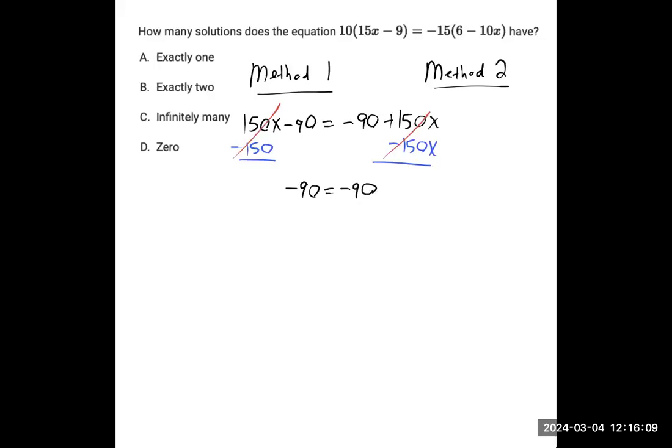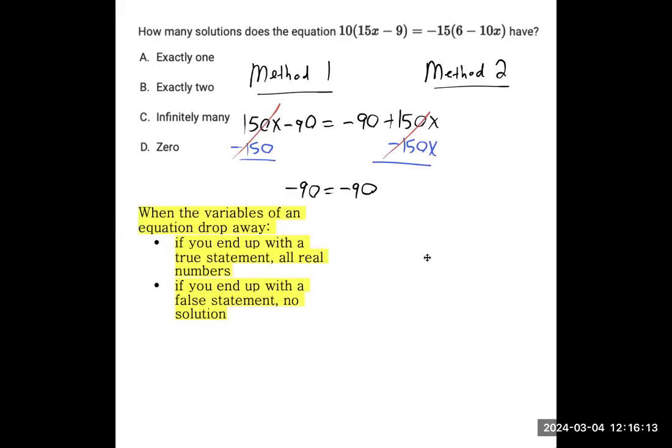But you do need to know on the digital SAT that if the variables of an equation drop away, if you end up with a true statement, then the answer is all real numbers. If you end up with a false statement, it's no solution. So here, negative 90 is in fact equal to negative 90. So the answer is all real numbers, infinitely many solutions, and that's going to be answer choice C.